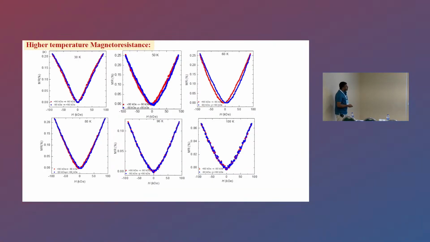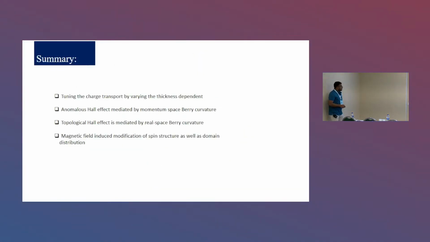So to summarize our result, we can tune the charge transfer by varying the thickness of the sample. This anomalous Hall effect is governed by the momentum space Berry curvature, and this topological Hall effect is mediated by the real space Berry curvature due to the non-coplanar spin structure. And this magnetic field induced modification changes the spin structure as well as the domain distribution, which causes the asymmetric and hysteretic magnetoresistance.